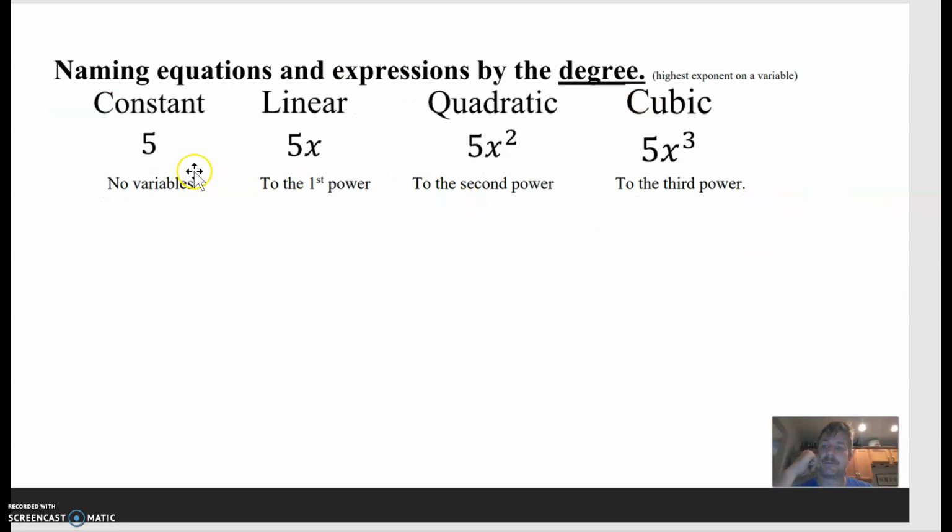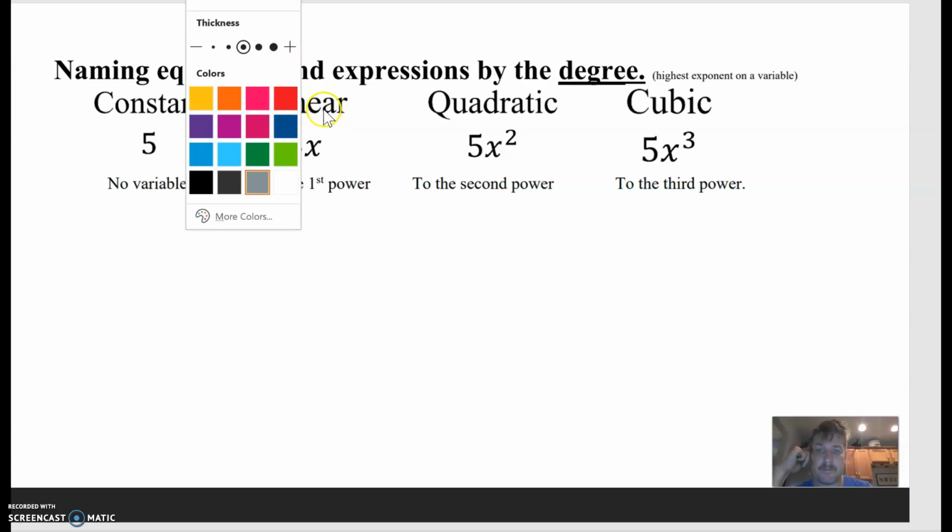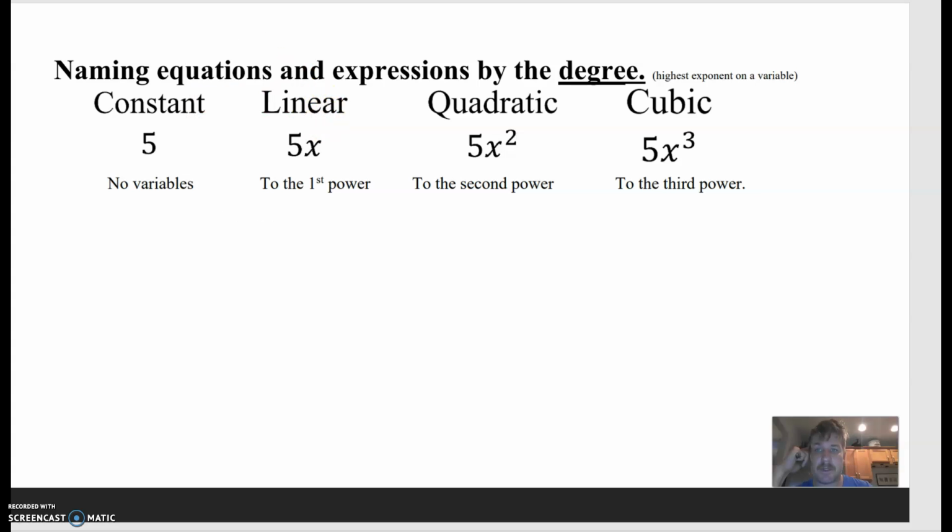All right. So naming a polynomial by degree. First of all, what is a degree? Well, if you look in parentheses, it says it's the highest exponent on a variable. So if you look right here, there is no variable here. So that would mean the exponent would be 0 because there are 0 variables. Here the exponent would be a 1. Here the exponent is a 2, and here the exponent is a 3.